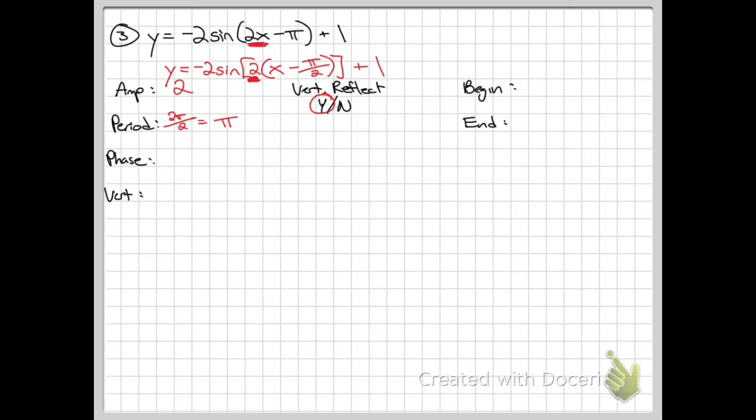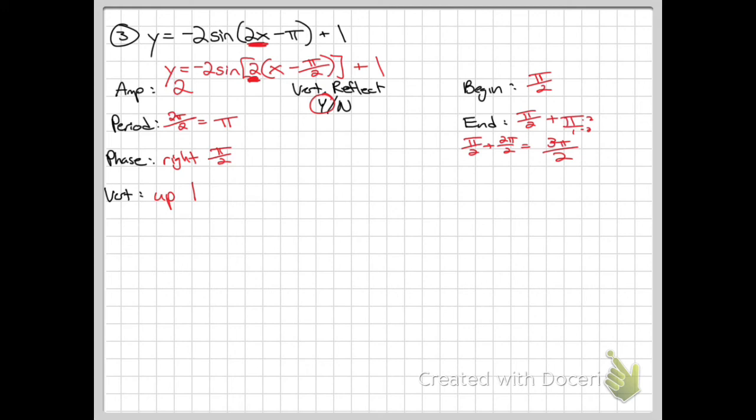This is compressed horizontally. Then it says x minus pi over 2, but that actually moves it right pi over 2. And then it says +1, that actually moves it up 1. So my beginning is right pi over 2, which is pi over 2. And my end is that answer plus the answer to period, which this time is pi. So this is pi over 2 plus 2 pi over 2, which is 3 pi over 2 is where this is going to end.